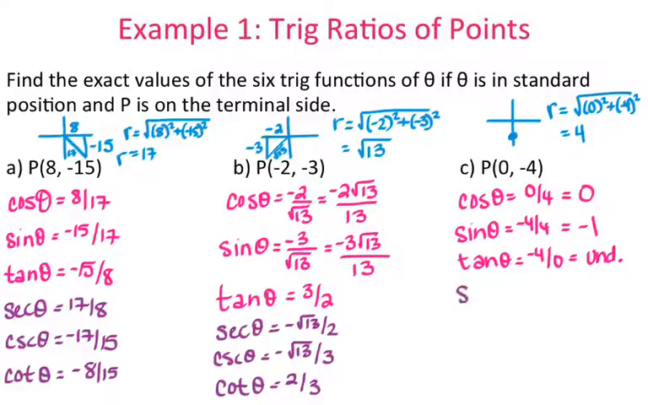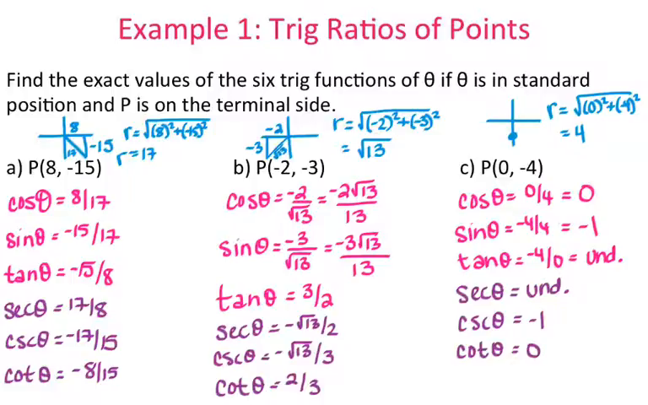Cosine matches up with secant. So when I take the reciprocal of 0, that is going to be undefined. So when the original trig function is 0, its reciprocal is undefined, and vice versa. Sine matches up with cosecant. Sine of theta is negative 1, so cosecant is also negative 1.